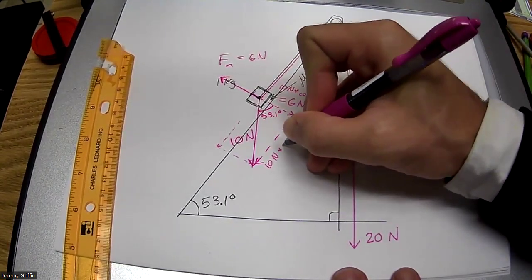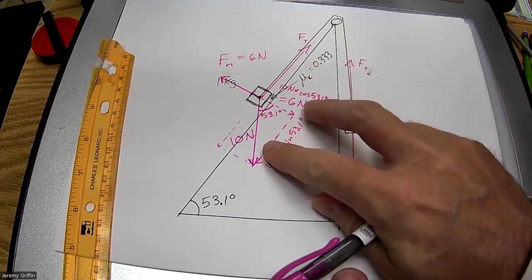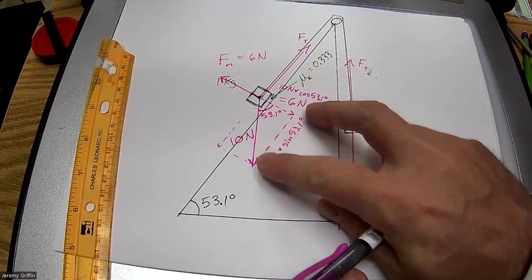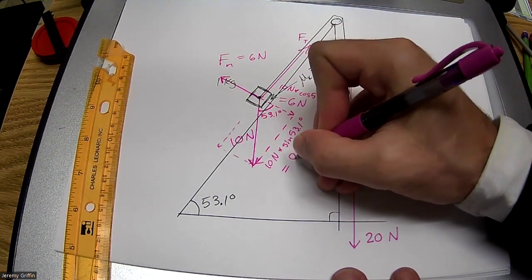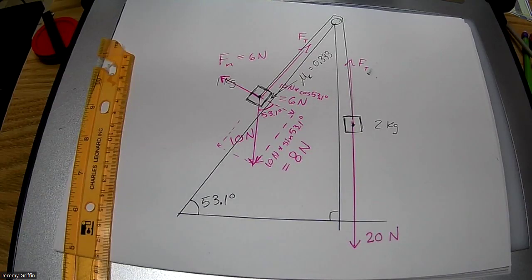Yeah, there you go. 10 Newtons times sine of 53.1 degrees. Sine of 53.1 degrees, is that like 4/5? What's 4/5 of 10? 8 Newtons. There you go. Got it. 8 Newtons, the component of the weight that's trying to move the whole system counterclockwise.